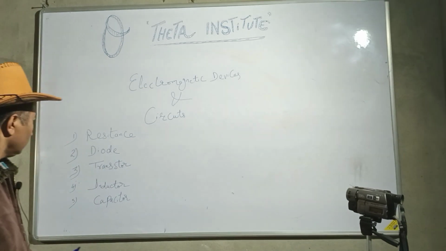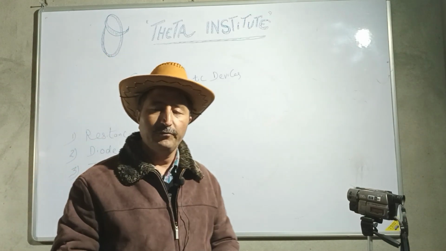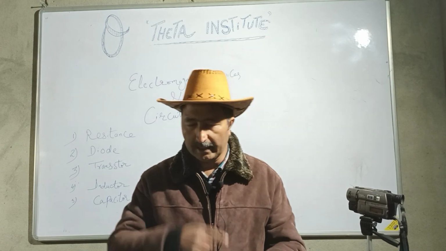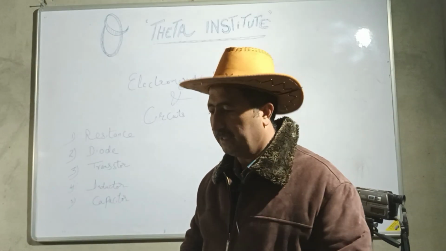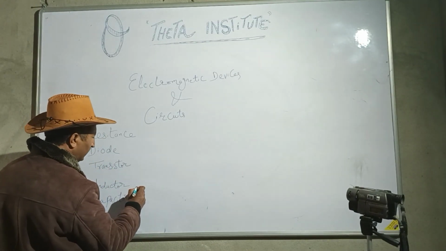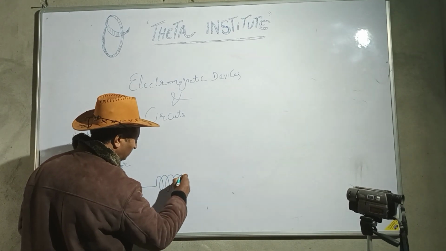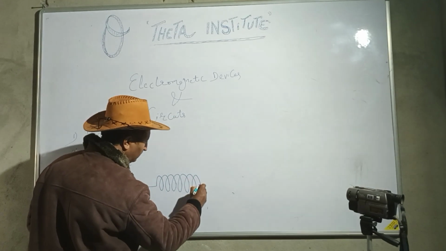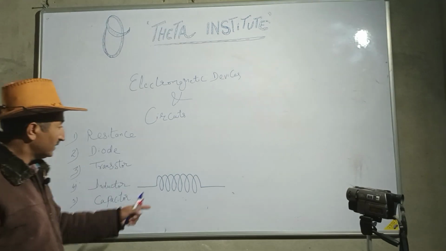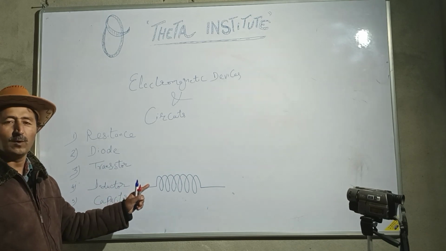So now we come to an inductor. Inductor is a device which is a helical conductor. A conductor coiled on itself. It is inductor. For example, this is an inductor. What are the uses of this inductor? This inductor offers a delay to the flow of electric current.